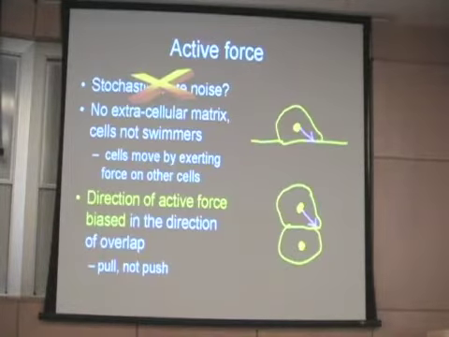And so that right away tells you two things. Number one is that you have to obey Newton's third law, so if one cell pulls on the other, it had better experience a force. And in addition, the direction of the active force is biased, because we know that cells move by basically developing new adhesive contacts and moving in the direction of those contacts, essentially under tension. And what that means is you pull in the direction of your neighbor. You never push off, essentially. And so that biases this active noise that you feel from your neighbors. And so that's also in this model.